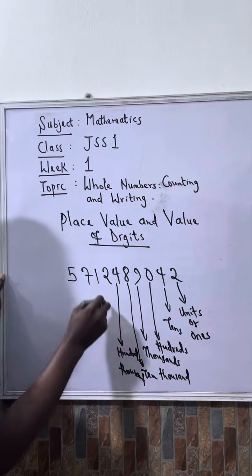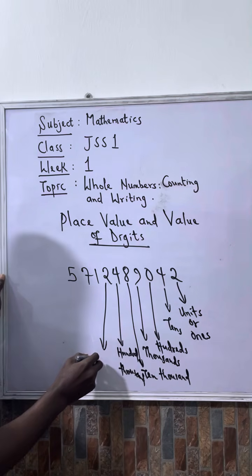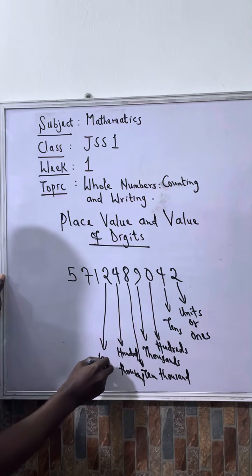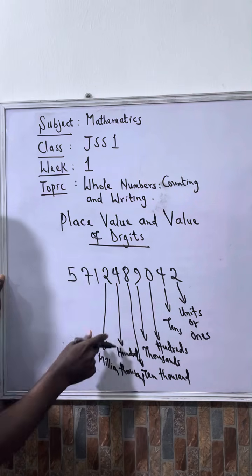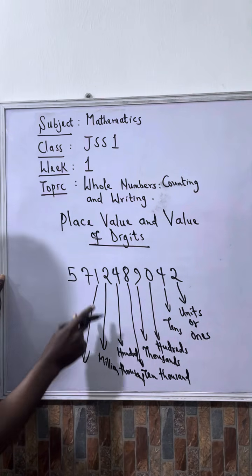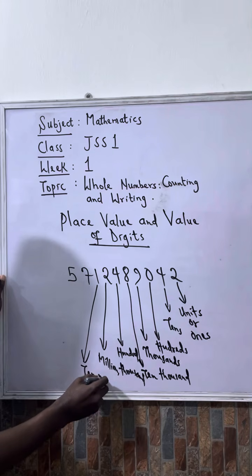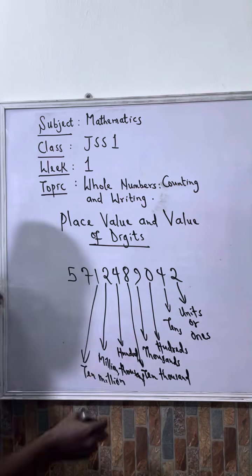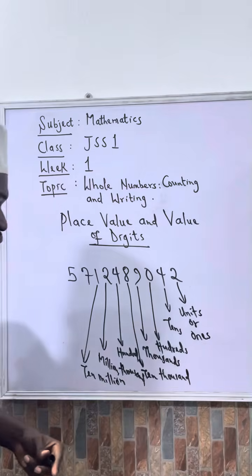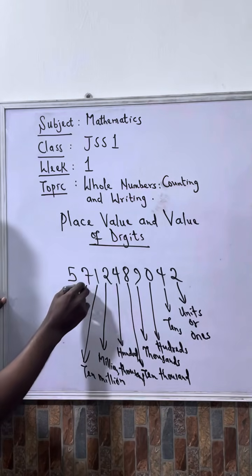100,000s. The place value of these 2 is millions. So these 2 represent the million position. Then the next one after the million is the 10 million. You have actually done this in primary school. You just need some revision.